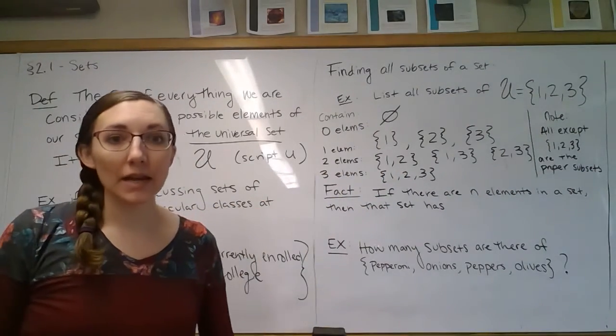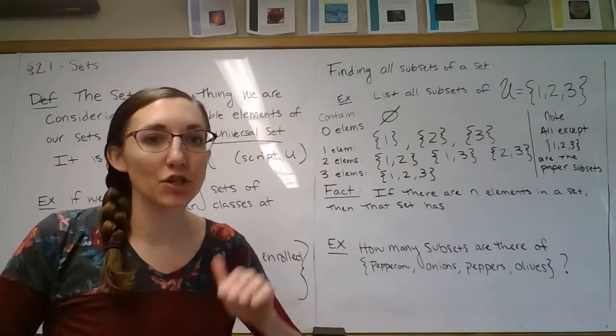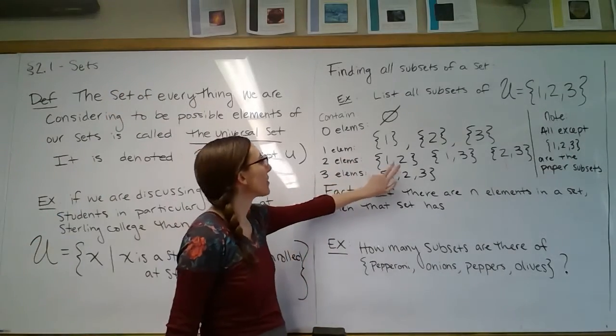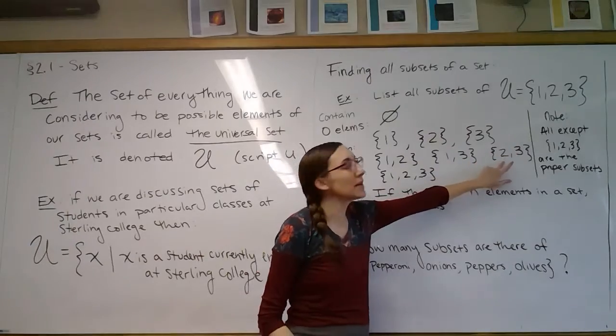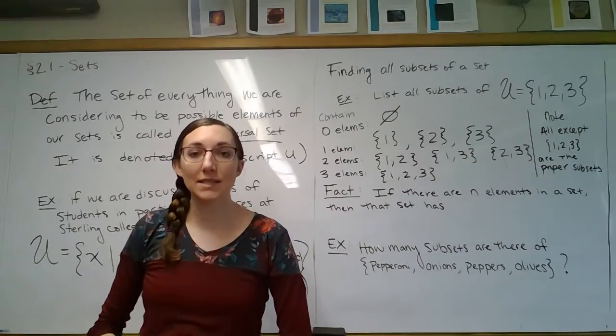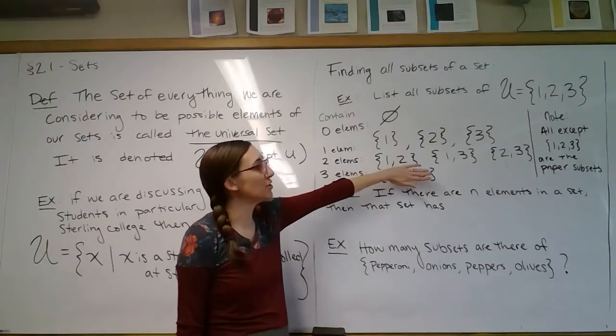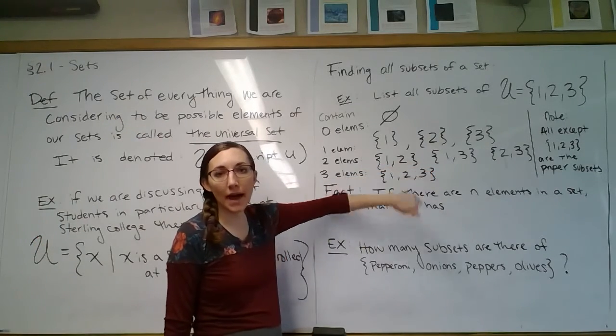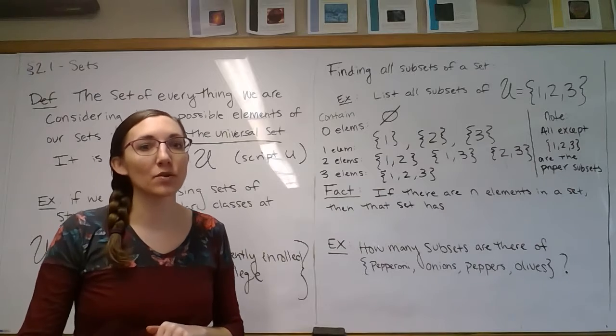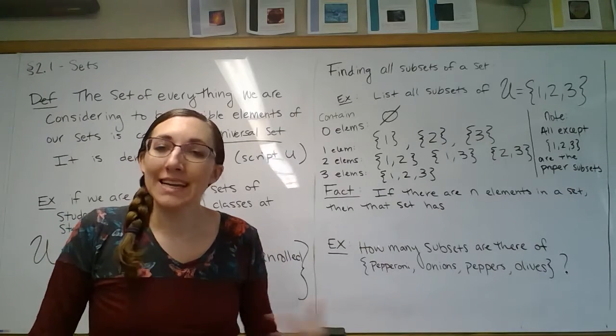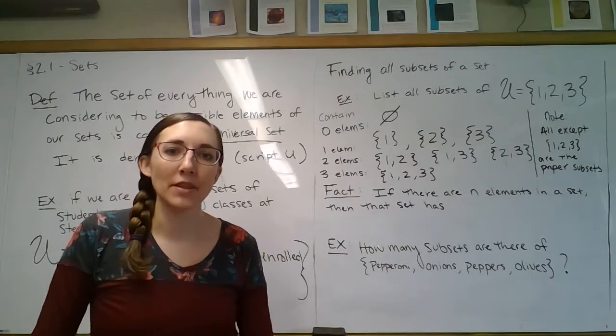So the empty set, the set containing 1, the set containing 2, the set containing 3, the one with 1, 2, the set containing 1, 3, and the set containing 2, 3. If we were asked to list the proper subsets, we would list all of those and just not the one that has everything in it. So not the one that's equal. It's the only one that's not proper. Everything else is.